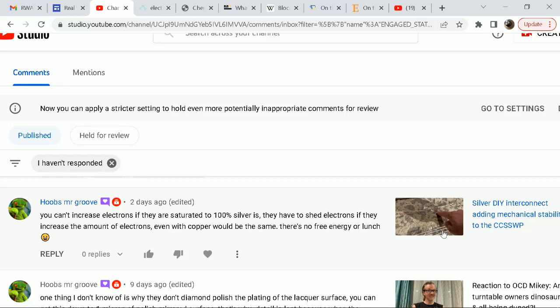Now, Hobbes asked the question, and he said that you can't increase electrons if they are saturated to 100%, and silver has to shed electrons if they increase the amount of electrons. Even with copper, it would be the same. There's no free energy or lunch.